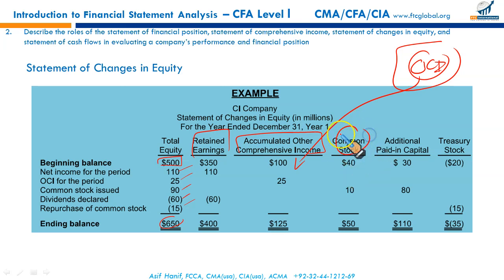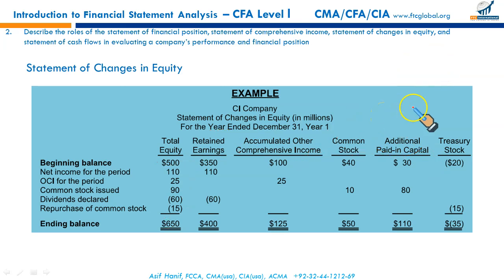Common stock is a part of equity. Additional paid-in capital is called share premium in India and Pakistan, but in the US the term they use is additional paid-in capital. And treasury stock, these are the shares that the company has bought. Company's own shares which the company has purchased from the market are reported as a contra account in your equity.